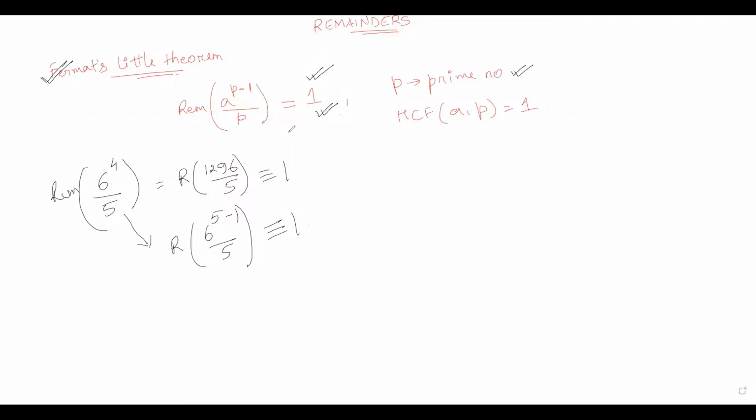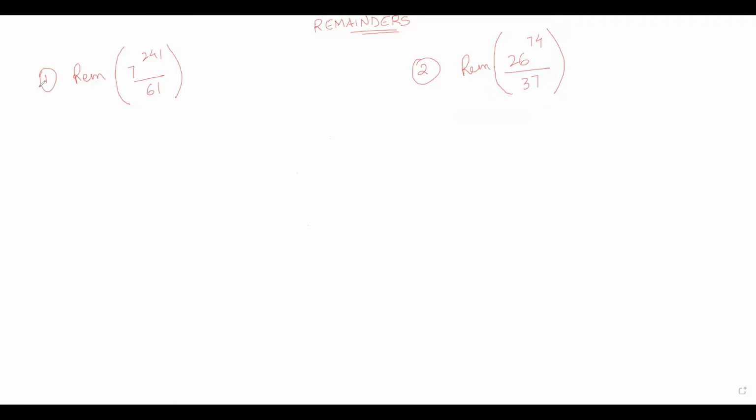So whenever we want to find the remainder of a number divided by a prime number, and the number is of this form or can be transformed to this form, then the remainder will be always 1. Now, let us see these two questions where we can find the remainder simply by using Fermat's little theorem. So let us start with the first one.